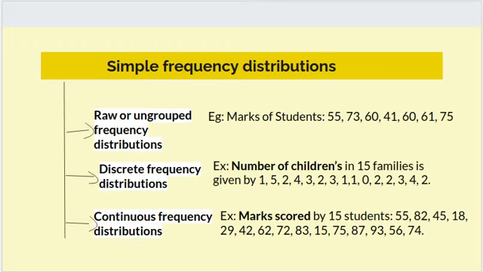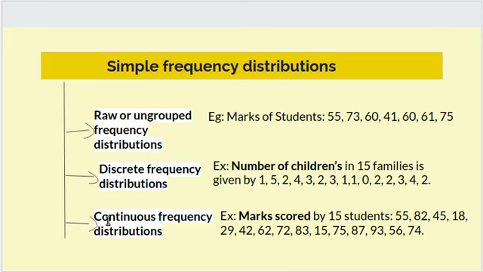In simple frequency distribution, we have raw or ungrouped frequency, for example, marks of students. They are not put into any group, so they are raw in the form of frequency distribution. Next is discrete frequency distribution, for example, number of children. Discrete means they can only be integers, for example, number of children, number of plants, etc. They are all examples of discrete frequency distribution.